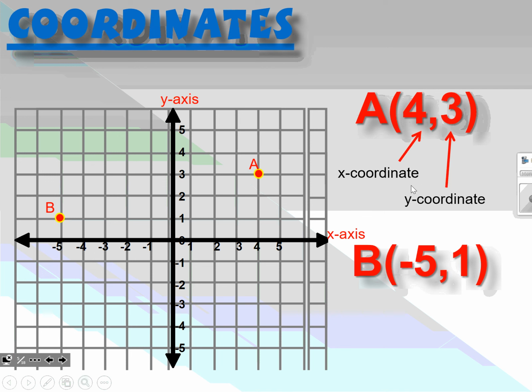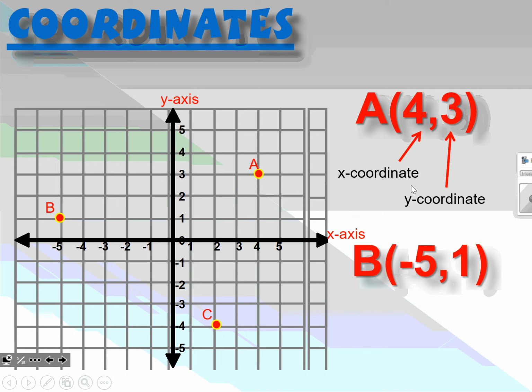On the x-axis, it's at -5, and on the y-axis, it's 1. If you look at it, it lines up like this. -5, 1. Okay. Let's go with the next one.